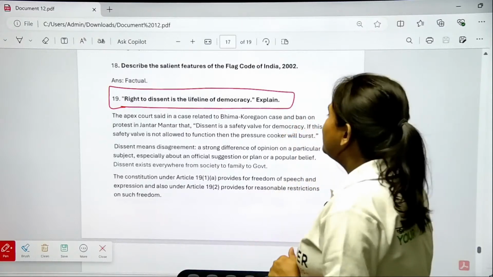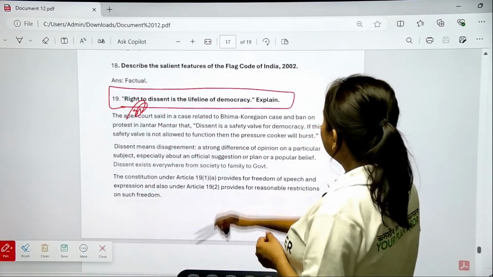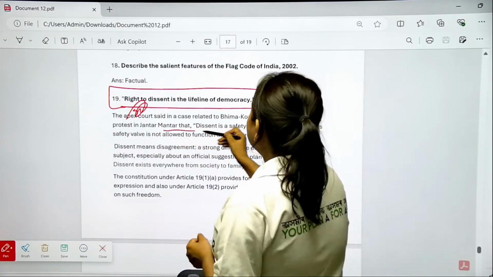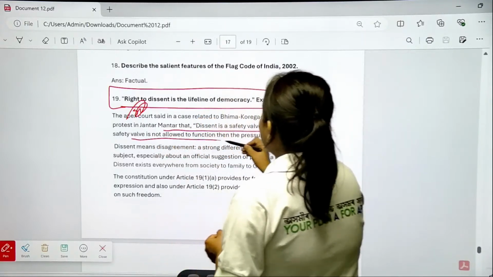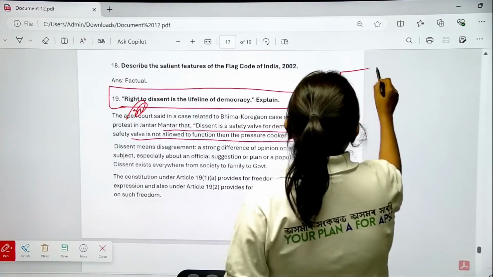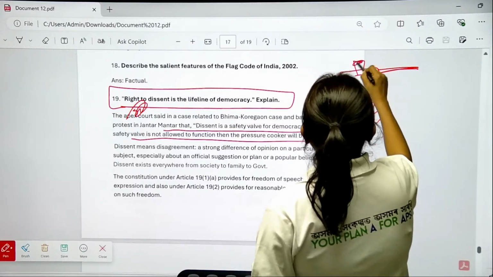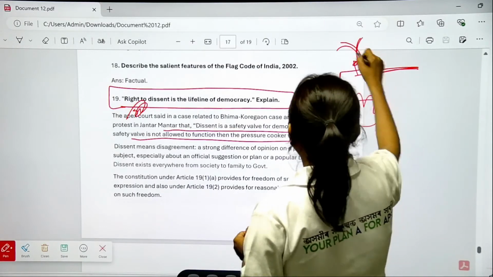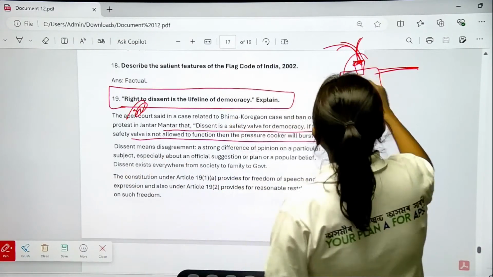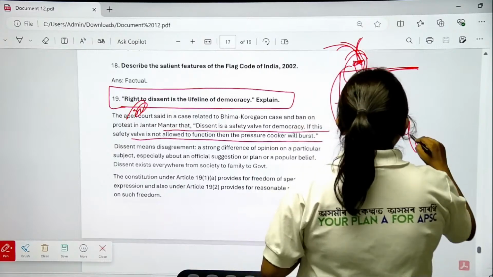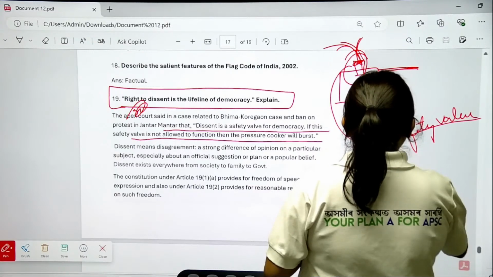But what is right to dissent? The apex court, the Supreme Court, said in the case related to the Bhima Koregaon case and the ban on protest in Jantar Mantar that dissent is the safety valve for democracy. What is a safety valve? If this safety valve is not allowed to function, then the pressure cooker will burst. A pressure cooker has a valve, and when the whistle blows, the pressure is released. So the Supreme Court said that just like the whistle of the pressure cooker is the safety valve, that is the right to dissent.